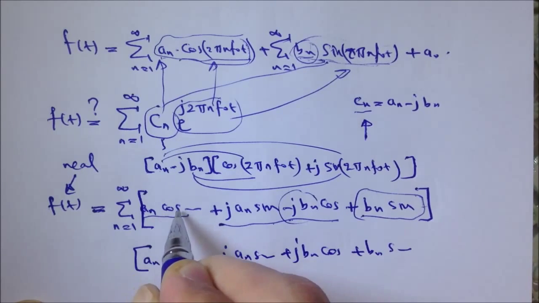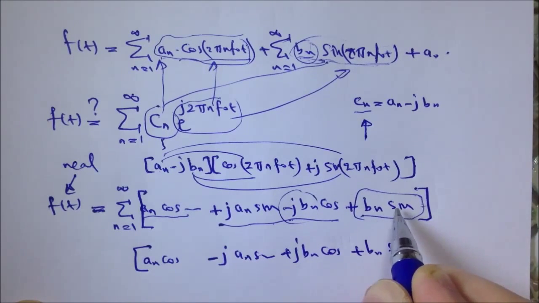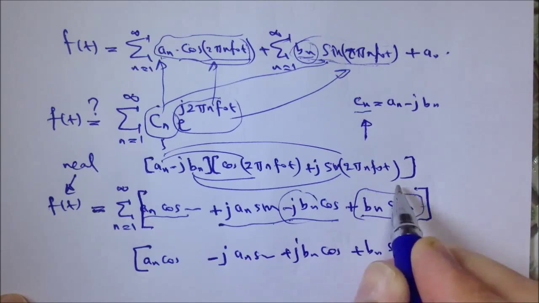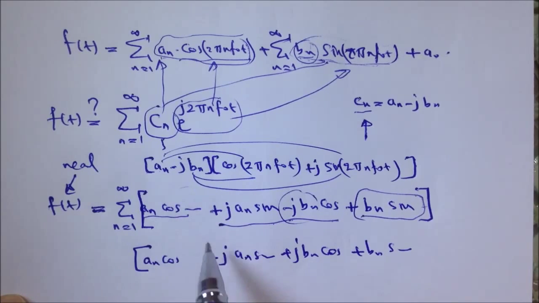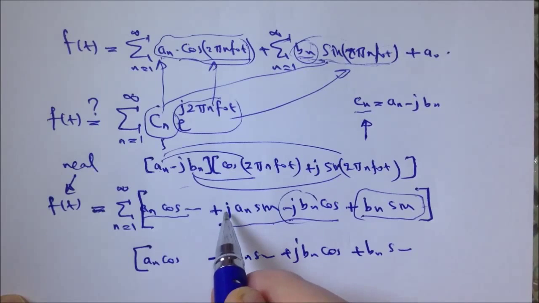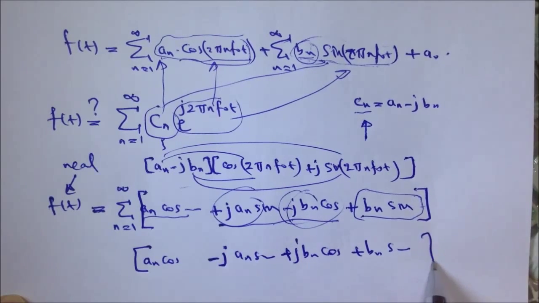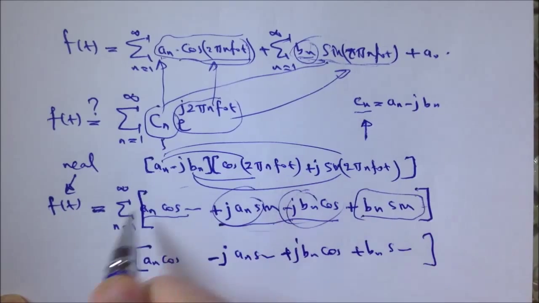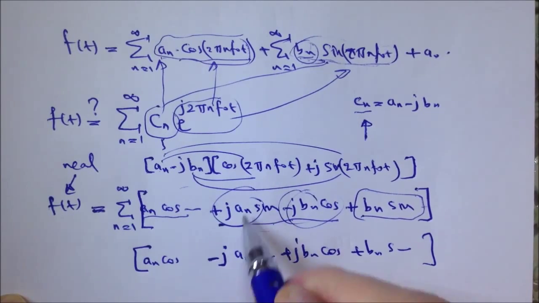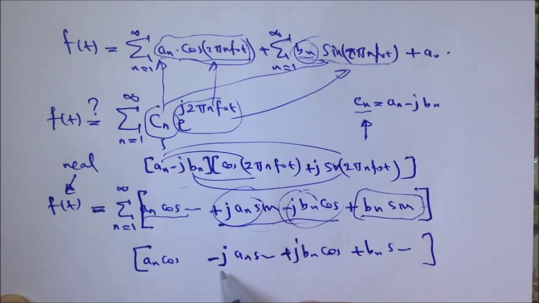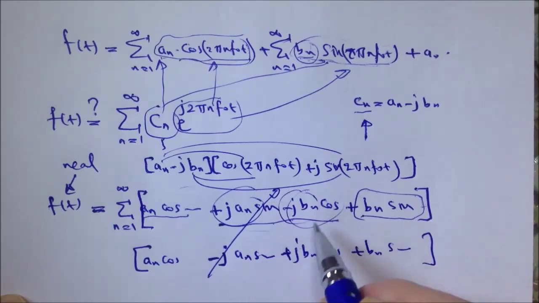So a sub n by cosine and b sub n multiplied by sine are the real parts of this complex term, and these two are the complex parts. I have changed the sign of these two terms, so I got the complex conjugate version of this term. So when we add these two terms, the complex parts cancel.